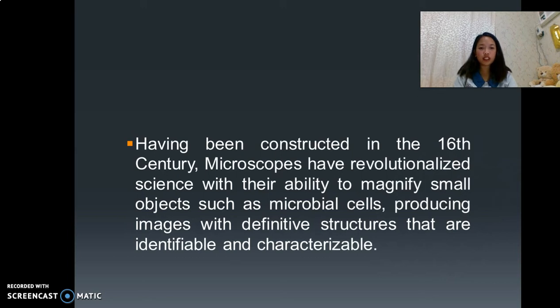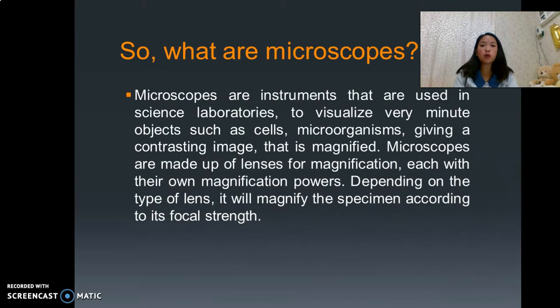Having been constructed in the 16th century, microscopes have revolutionized science with their ability to magnify small objects such as microbial cells, producing images with definitive structures that are identifiable and characterizable. So what are microscopes? Microscopes are instruments that are used in science laboratories to visualize very minute objects such as cells and microorganisms, giving a magnified image.